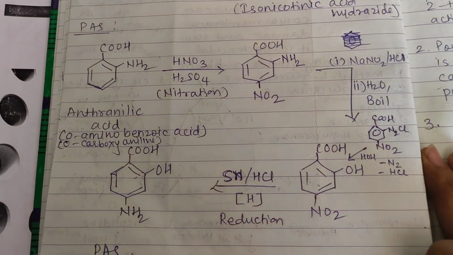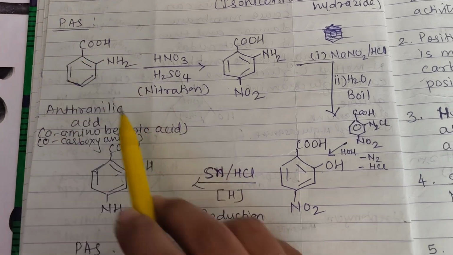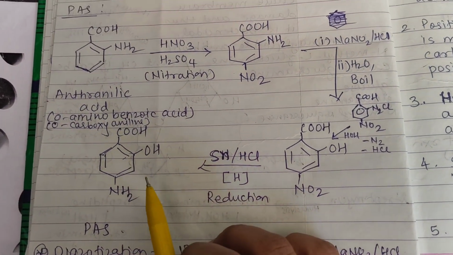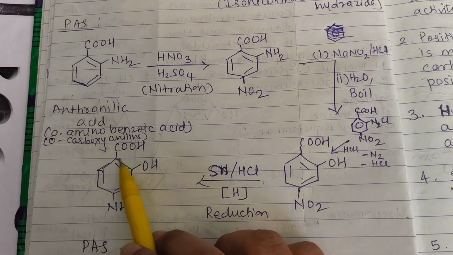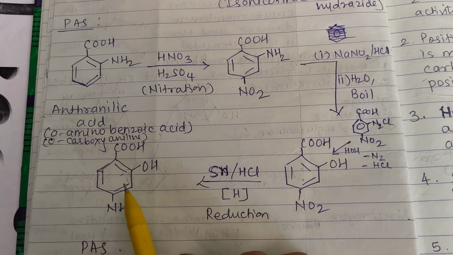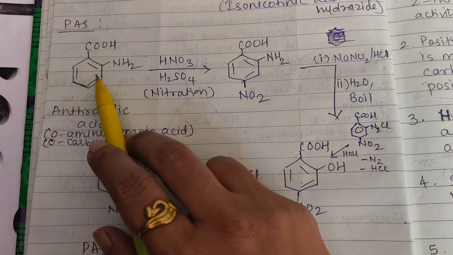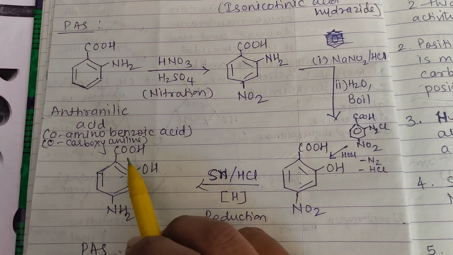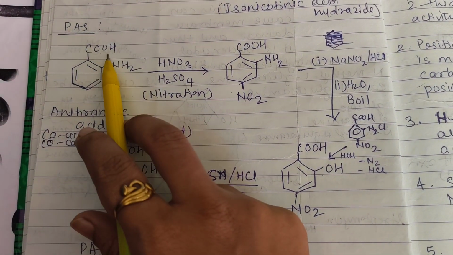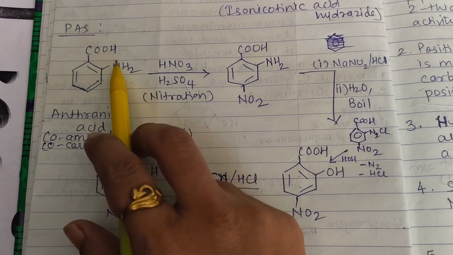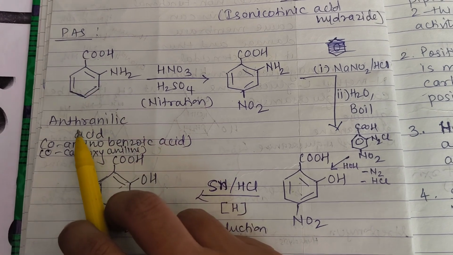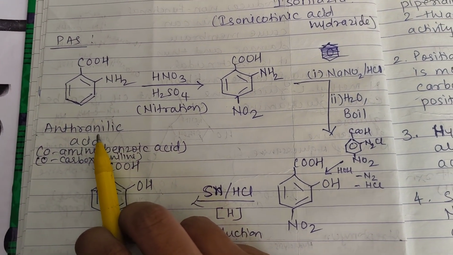The next compound we have is PASA, that is para-amino salicylic acid. For this, what is the starting material? See here, COOH and NH2. This COOH is already there, but at the ortho position we have NH2. That is the starting material. We call this compound anthranilic acid.